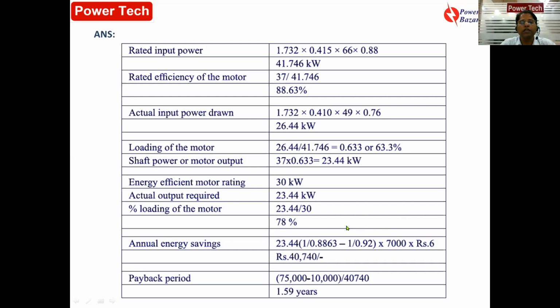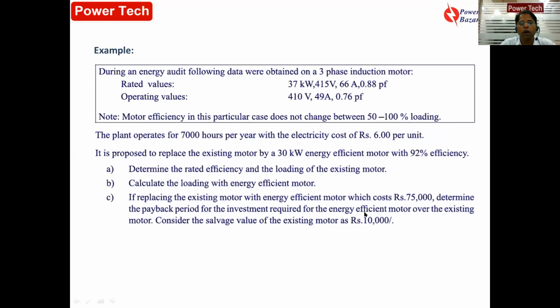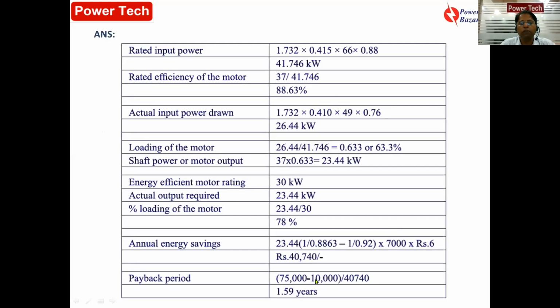Now what is the investment I have made? The cost of the motor is 75,000. But the salvage value: if I sell the old motor, I'll get 10,000 rupees. So what will be my net investment? 75,000 minus 10,000, so it will be 65,000. But how much saving am I making? Total investment divided by financial saving per year, I get 1.59 years.